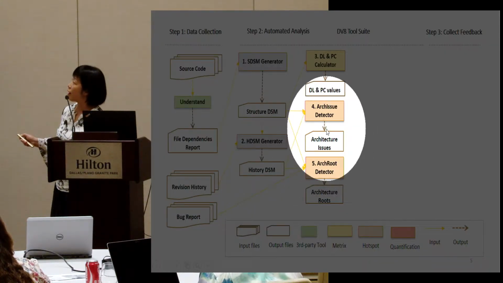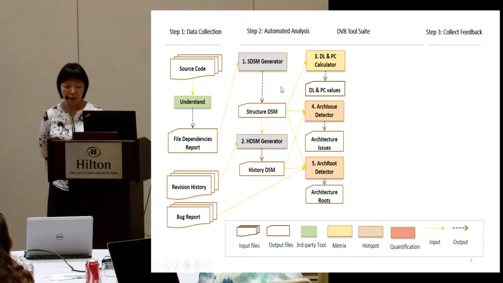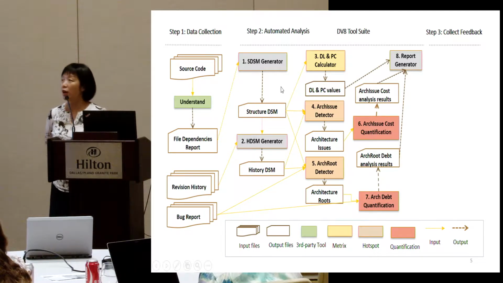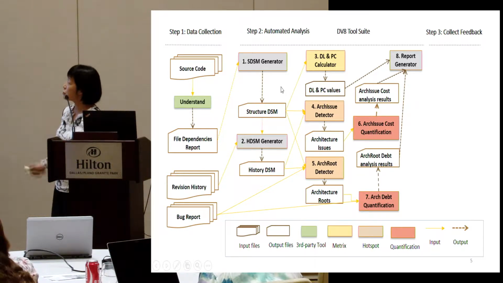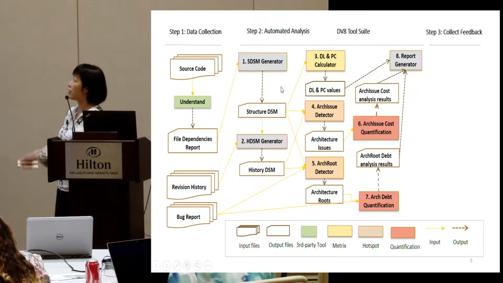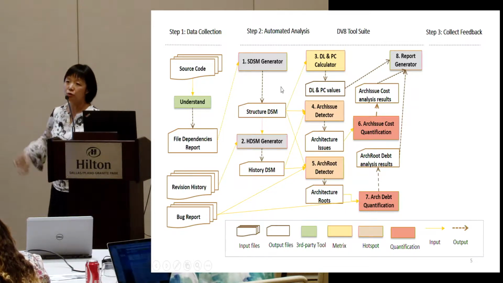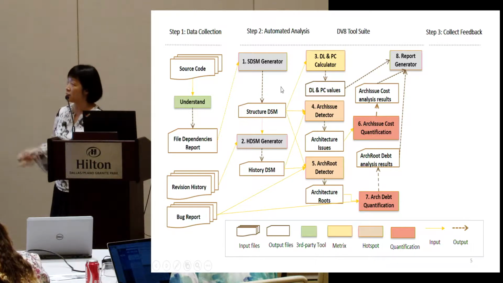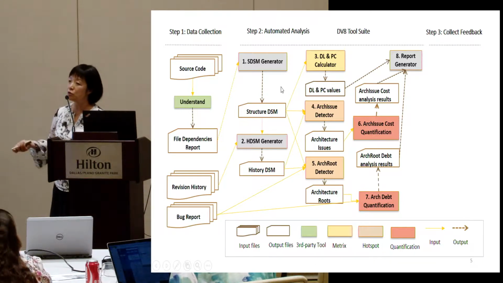hotspot detection. We have two ways to detect hotspots, and given the hotspots we detected, we can further do the cost and benefit analysis. And eventually, we have a semi-automated tool to put together a report and get it back to the practitioner. So from the user's perspective, they provide us the repository, the history record, and the issue tracking system. We give them back a report.